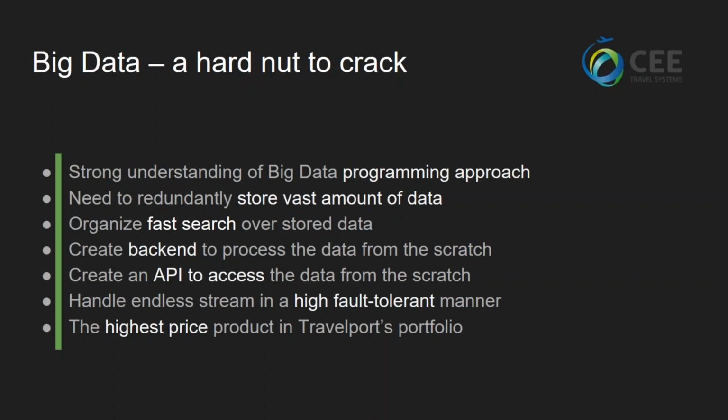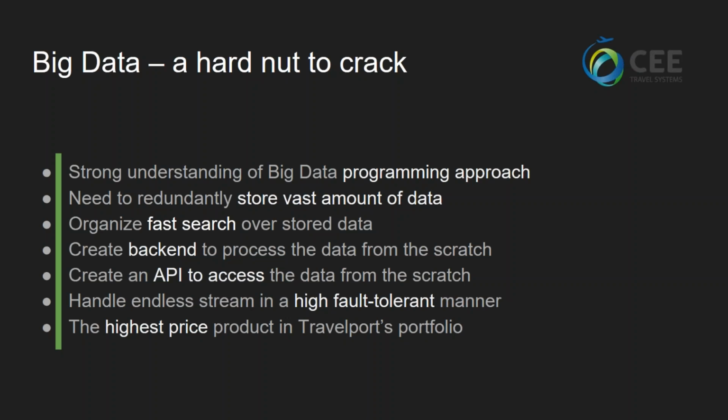Once you do all this, you need to create an API to access this data and to handle it in a highly fault tolerant manner. Because if you lose the connection or your server goes down, you will not get the results again from Travelport eStreaming. So considering all this, we understand that each user of eStreaming needs to do the same things. It's the same process all over again with each new user.